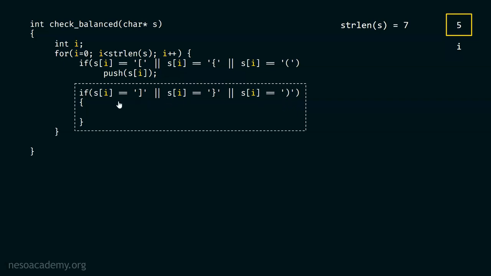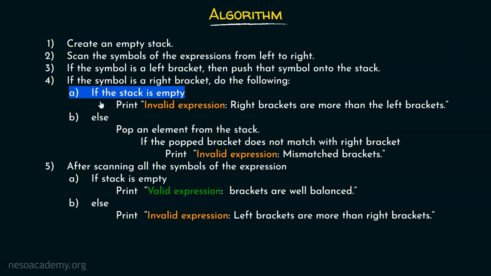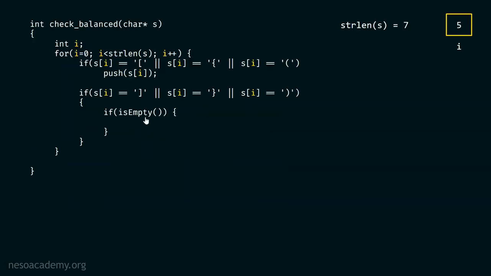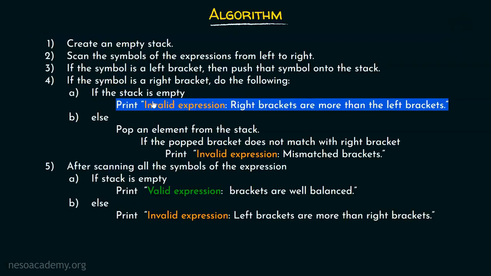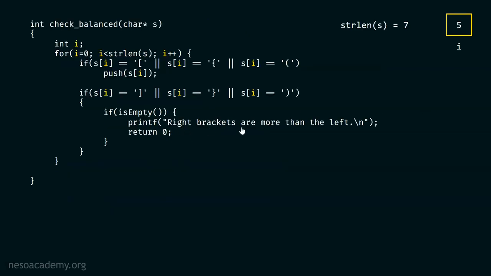Now after checking this condition, we must continue and do the following. That is, if the stack is empty, then print invalid expression, right brackets are more than the left brackets. Okay, if the stack is empty, we must continue and print this message, right brackets are more than the left brackets, or we can simply write right brackets are more than the left. And we must return 0 from this particular function. Returning 0 means that we are saying the expression is not well balanced. Correct? If the stack is empty, this means that right brackets are more than the left brackets. Correct? We must return 0 at that time.